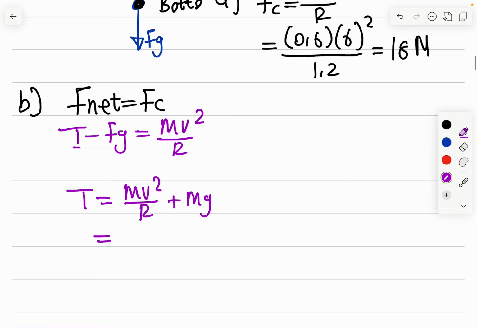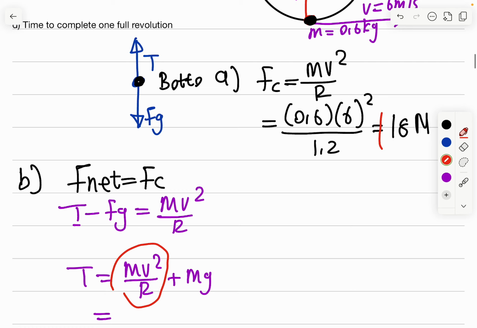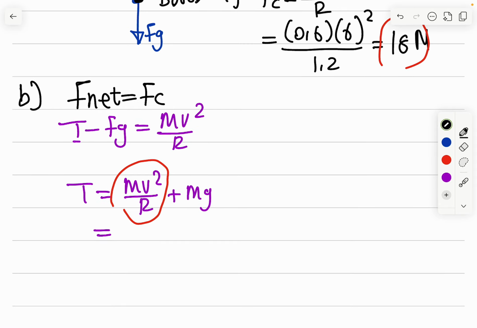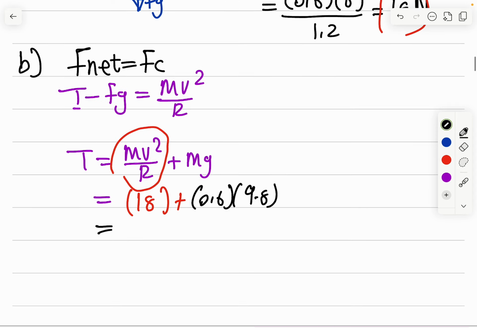Understand? You can substitute your value of the centripetal force. Remember, you calculated it here, or you can just substitute the values. You'll get the same thing. You got the answer there as 18, plus you substitute your mass, which is 0.6, and your gravity is 9.8. Then you press your calculator. You say 18 plus 0.6 multiplied by 9.8, which gives your answer as 23.88 newtons. Remember, force is measured in newtons.